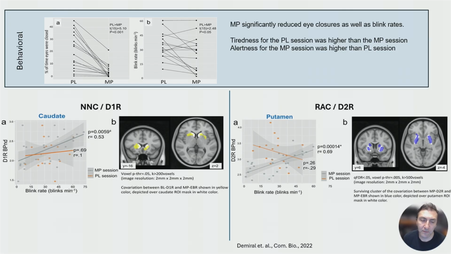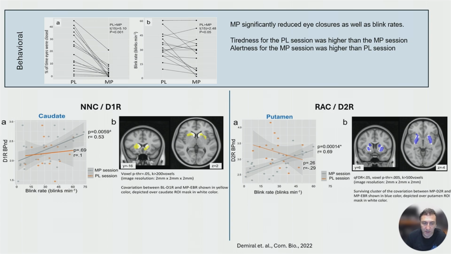When we gave methylphenidate to subjects, in the methylphenidate session the eyes-closed times were reduced, indicating that in the resting state people kept their eyes open more often, and the blink rates also decreased. Note that these blink rate measures are done in the MR scanner while people are in the resting state scan.